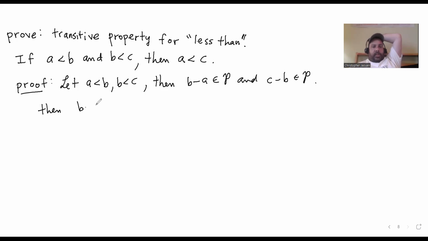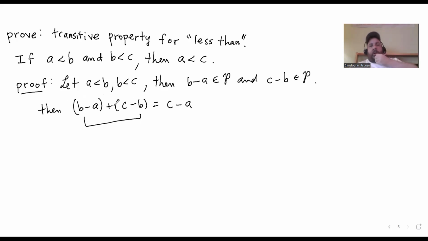that means that B minus A plus C minus B, which if you notice simplifies, because the B and the minus B cancel, to give you C minus A. But notice that the left-hand side is definitely in the set of positive numbers, because when you add a positive number to a positive number, you get a positive number. But since that simplifies to C minus A, this is also in the set of positive numbers. And by the definition of less than, that means A is less than C. And that's the proof.